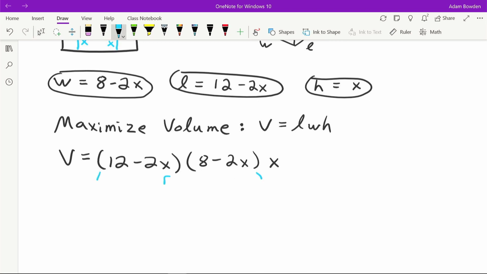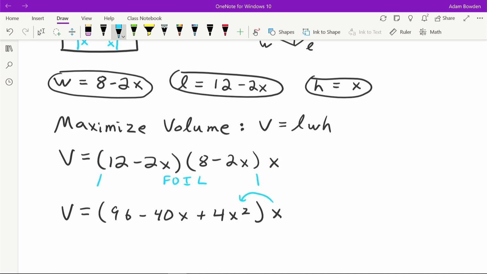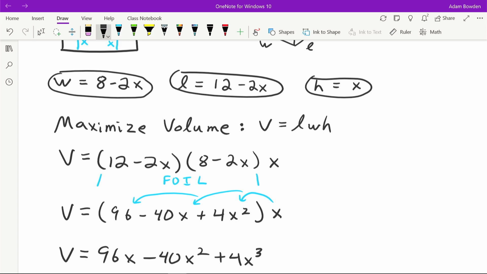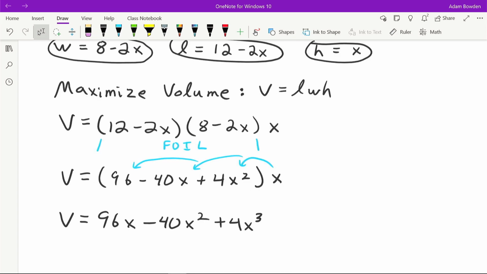So what I did was I FOILed out these things next to each other in parentheses. That turns into 96 minus 40x plus 4x squared. But we still have that x next to it here on the side. So I'm going to distribute that x into the parentheses here. Let me go ahead and rewrite it something like 96x minus 40x squared plus 4x raised to the third. So that's going to be representing our volume here.